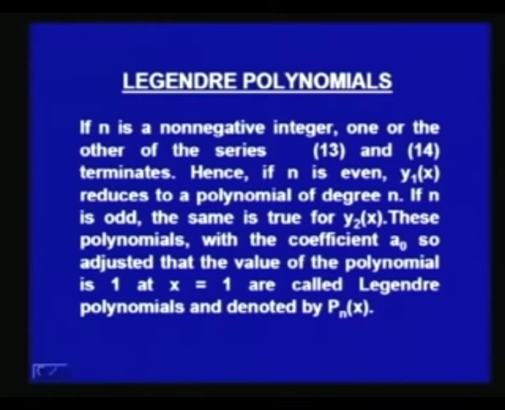Now, the coefficient a0 that occurs in the functions y1 and y2 is at our choice. So, we can make a suitable choice for a0. Let us choose it in such a way that the value of the polynomial which occurs in y1 or y2, as n is even or odd, has the value 1 at x equal to 1. Then the polynomial will be called a Legendre polynomial, and it will be denoted by Pn(x).